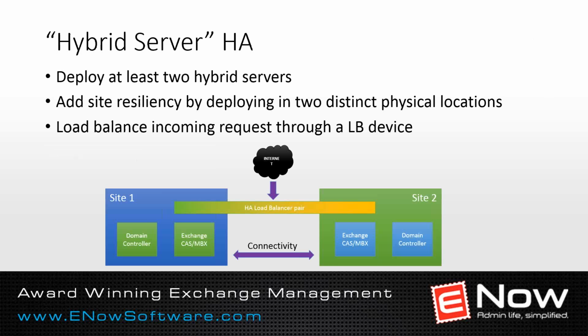So, when we're talking about the hybrid server and high availability, well, it's pretty easy. It's basic Exchange high availability. Deploy 2 servers. If you can, deploy them in 2 different sites. Load balance traffic across both Exchange servers, and you should be fine.